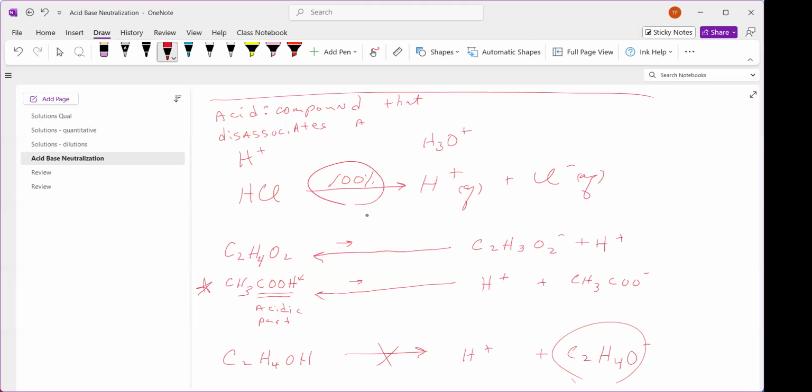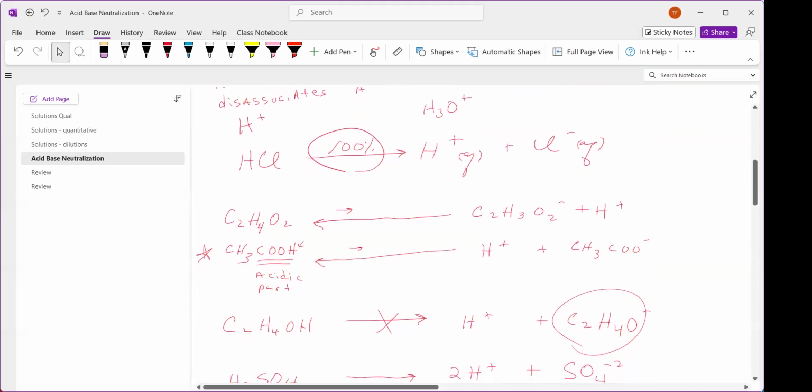Okay, so if a strong acid disassociates 100%, that means weak acids dissociate less than 100%. Greater than 0, less than 100. So that's what these arrows mean. Notice up here we have a big giant arrow, one direction only. With weak acids, there are two arrows, a little arrow and a big arrow. The little arrow means a little bit disassociates. In fact, that's what acetic acid looks like, by the way.